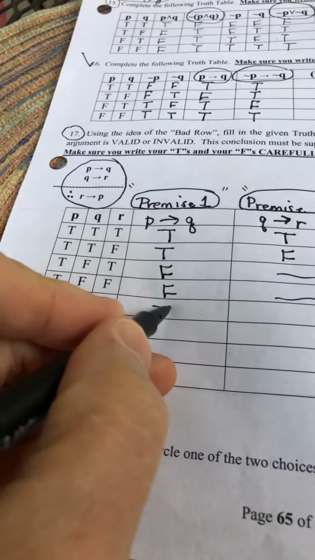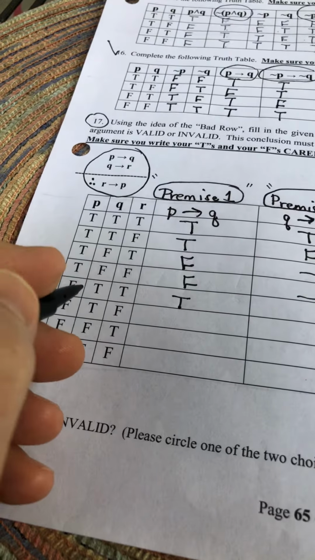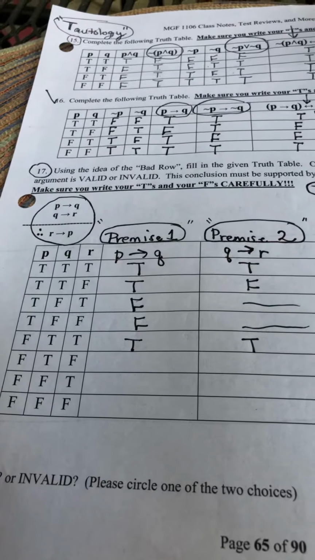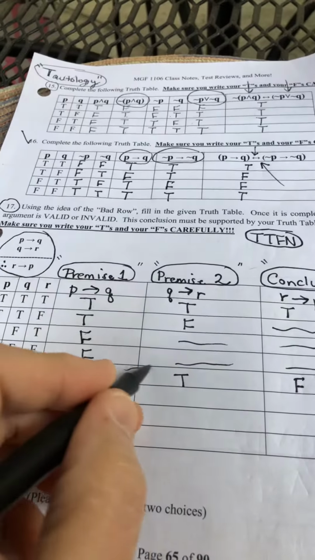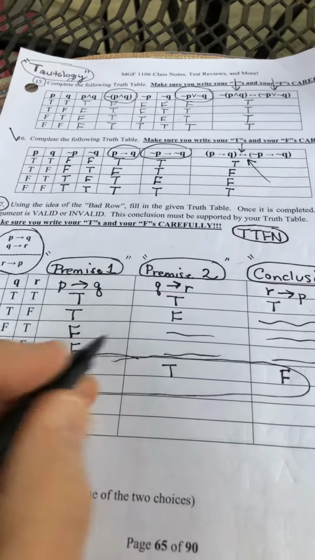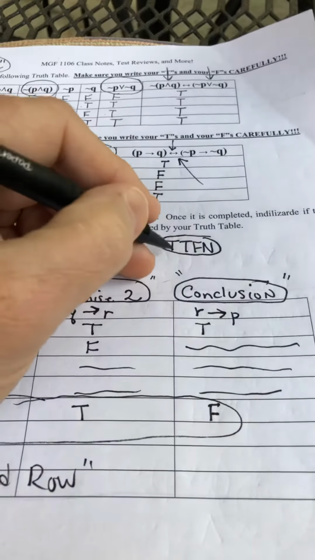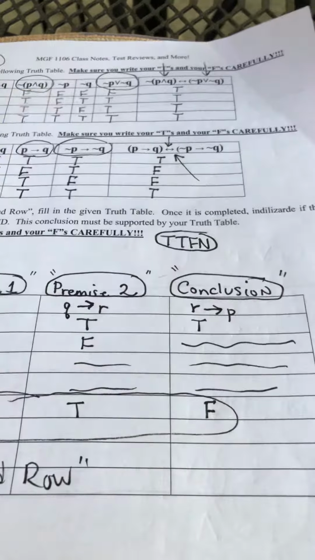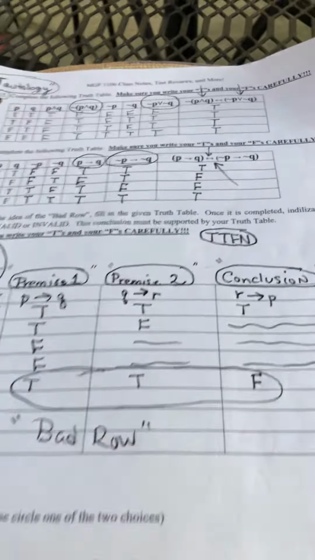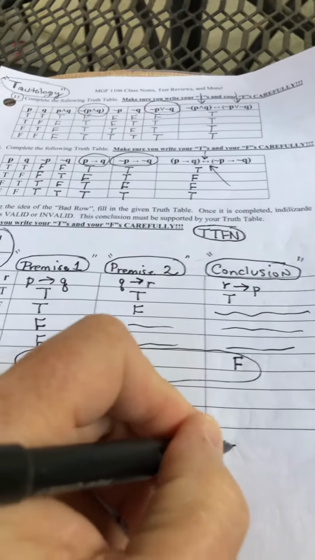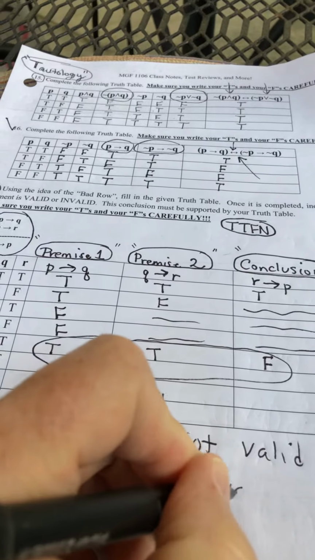False implies true is true. Q implies R. True implies true is true. And R implies P. True implies false is false. Bingo. We hit on a bad row. And sometimes, remember in class when I was teaching this, some of you said, how do we know we have a bad row? Think about ta-ta for now. TTF is a bad row. Bad row. And that means the argument is not valid, which is also invalid.